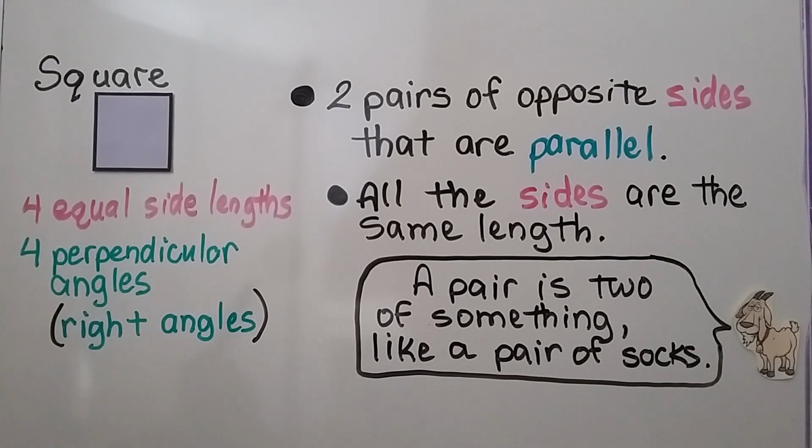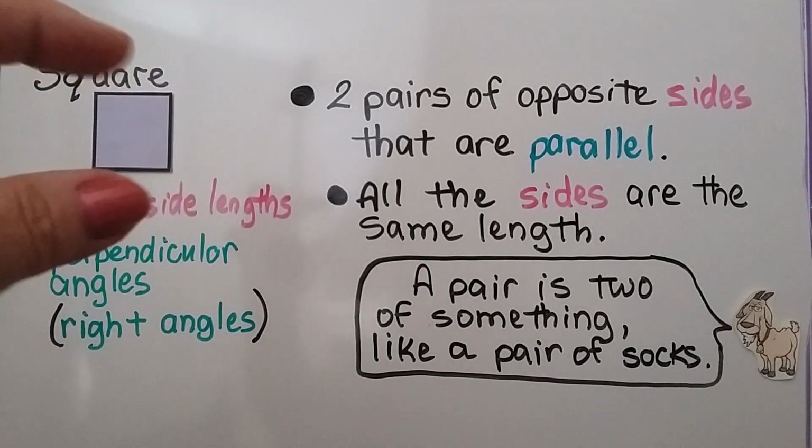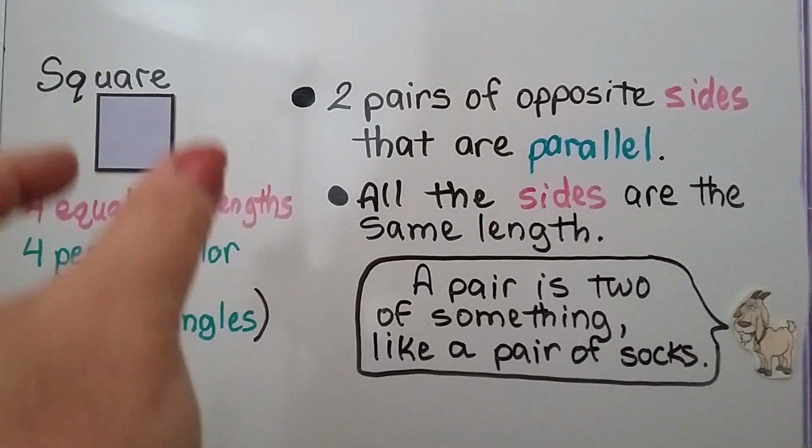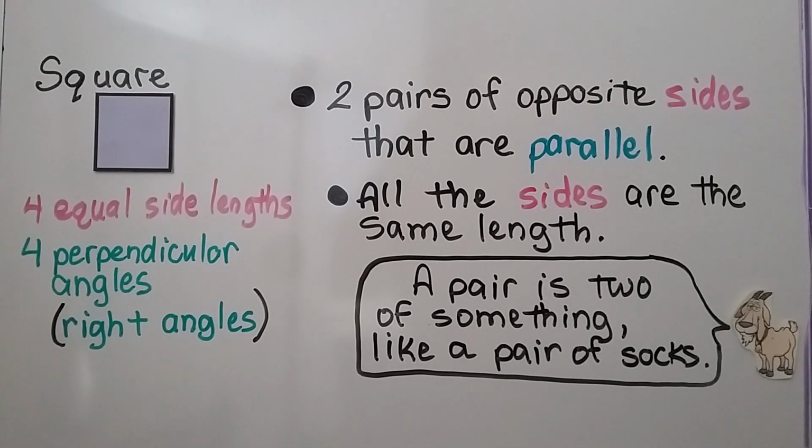This is a square, and it's got 4 equal side lengths and 4 perpendicular angles. They make right angles. There's 4 of them. It's got 2 pairs of opposite sides that are parallel. So here's a pair that are parallel, and here's a pair that are parallel. And all the sides are the same length. A pair is 2 of something, like a pair of socks. You could have a pair of gloves.